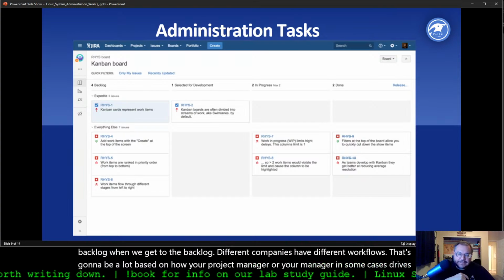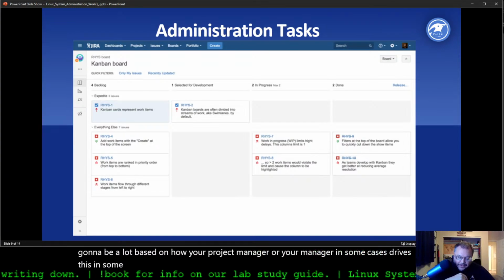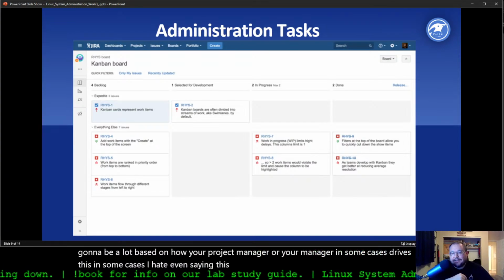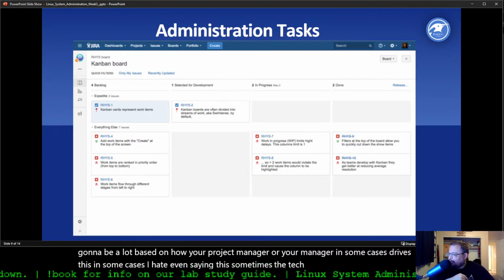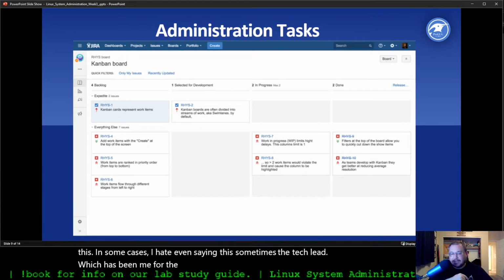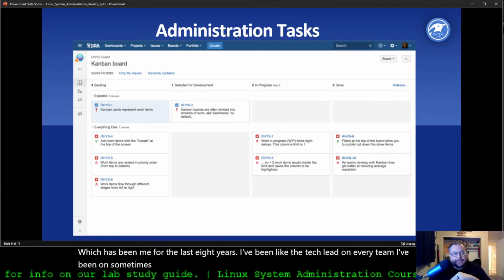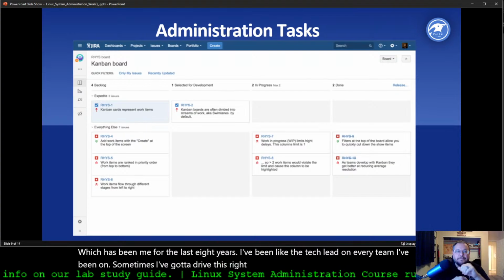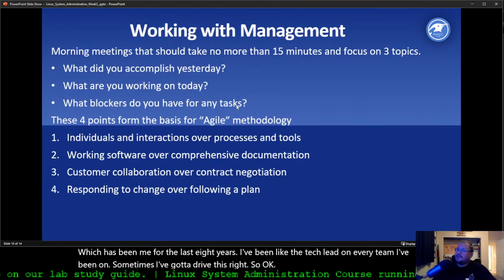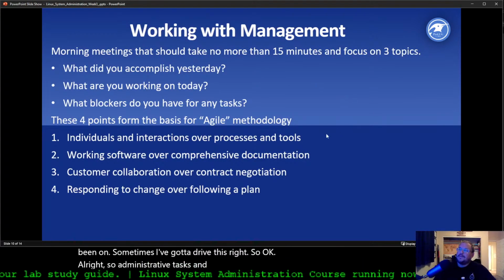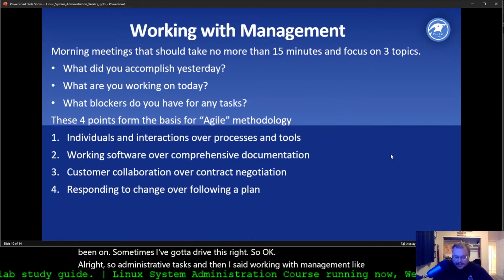In some cases, I hate even saying this, sometimes the tech lead, which has been me for the last 8 years, I've been like the tech lead on every team I've been on. Sometimes I've got to drive this, right? So, okay. All right, so administrative tasks. And then I said working with management. Working with management is an interesting thing, right?